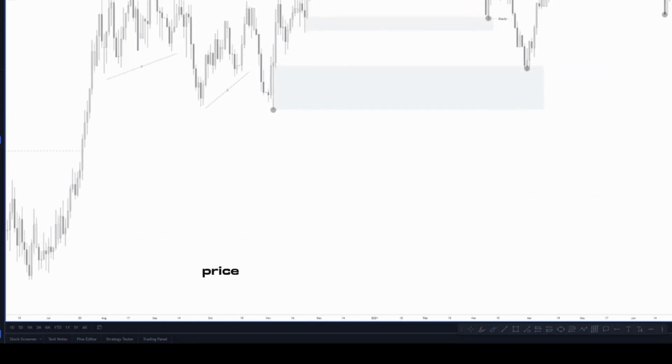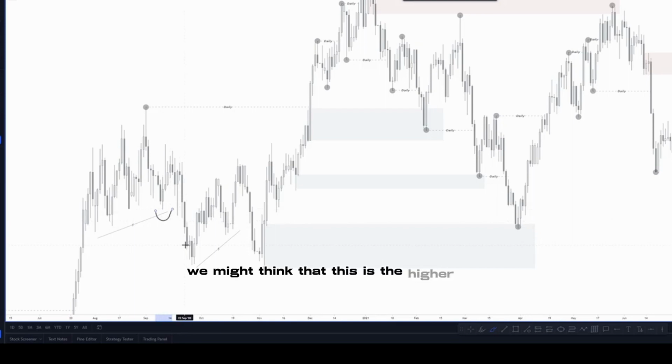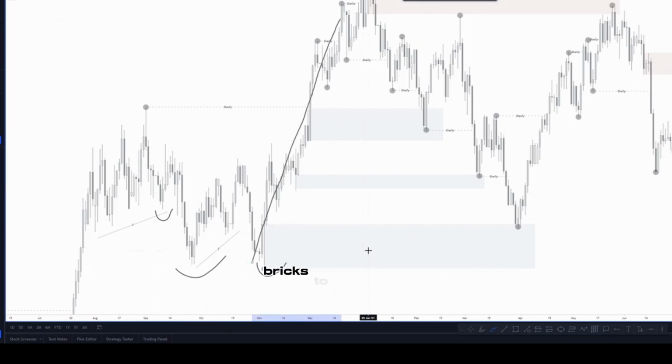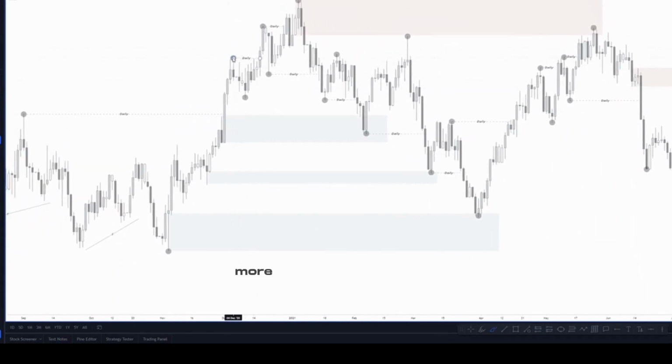But as we can see, price does end up breaking this high, creating a higher high. And as price begins to correct once we put in this high, we get a complex pullback where initially we might think that this is the higher low. We have this as a higher low, and then price finally breaks to the upside, creating a higher high right here. And then we can see price creates a series of higher highs, higher lows, higher highs, higher lows, followed by a higher high.